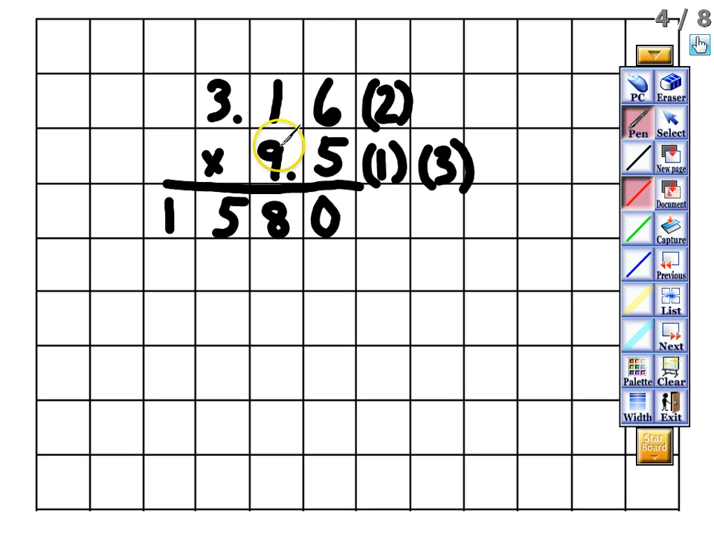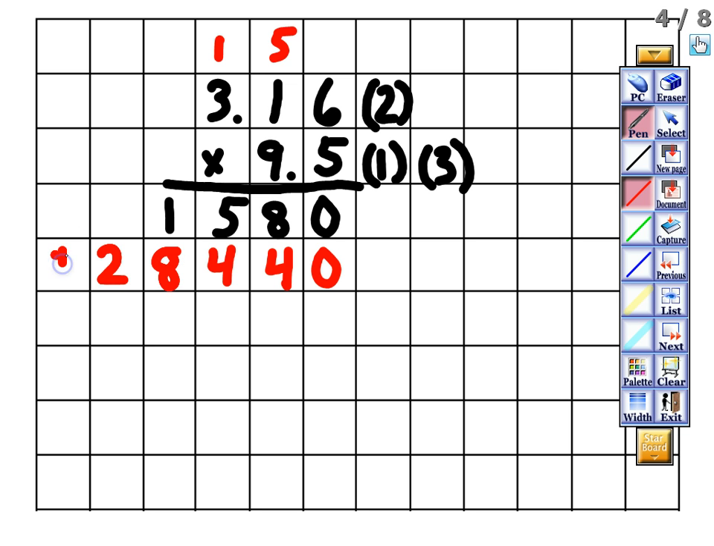Okay, next step, multiply by our 9. Before we do that, I'm going to put a 0 here. Now 9 and 6 is 54. Put my 4 here, carry my 5. 9 and 1 is 9, plus 5 is 14. Put my 4 here, carry the 1. 9 times 3 is 27, plus 1 is 28.